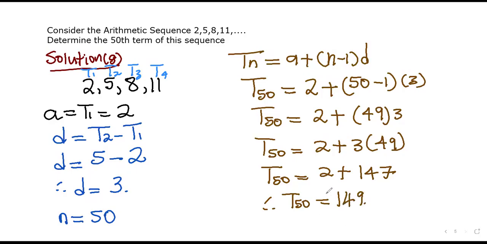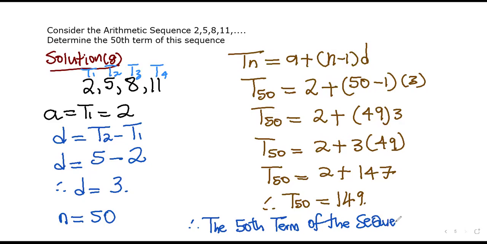149, right? So you can just say, therefore, the 50th term of the sequence is 149, just like that. Deal with this question.